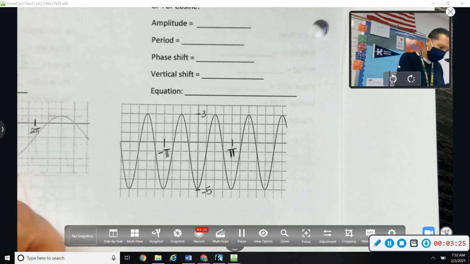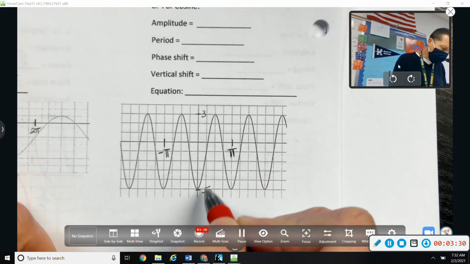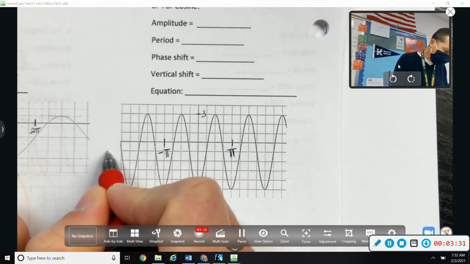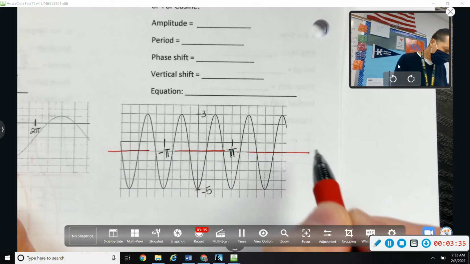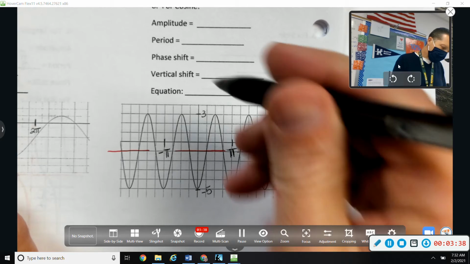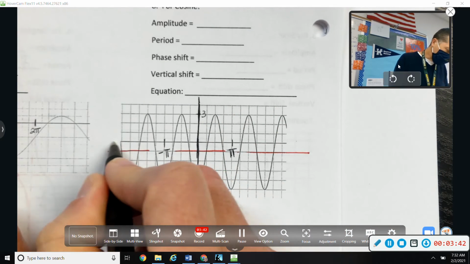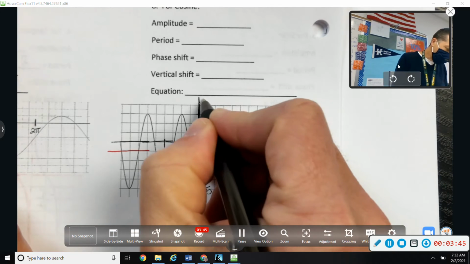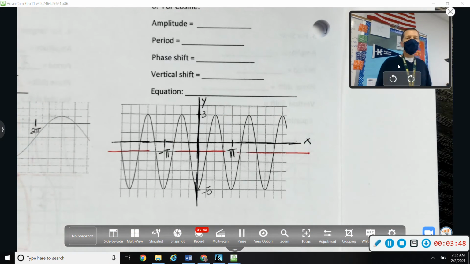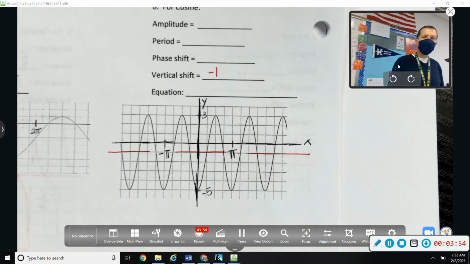All right. Let's see. Looks like the middle, in between -3 and -5, would be -1. If these axes were labeled better, it'd be helpful. So there's my new midline. In fact, I'm going to go ahead and account for that. Vertical shift, down 1, -1, or down 1, either way.